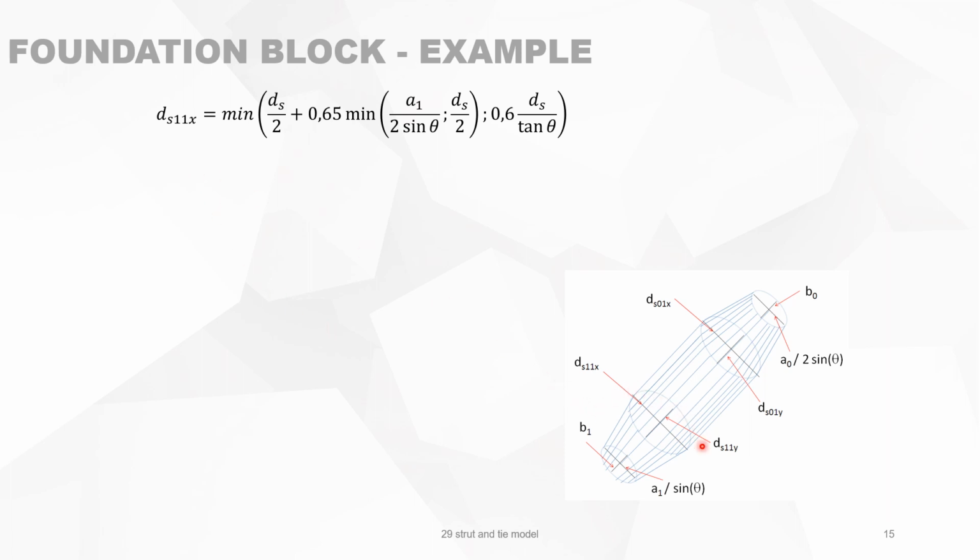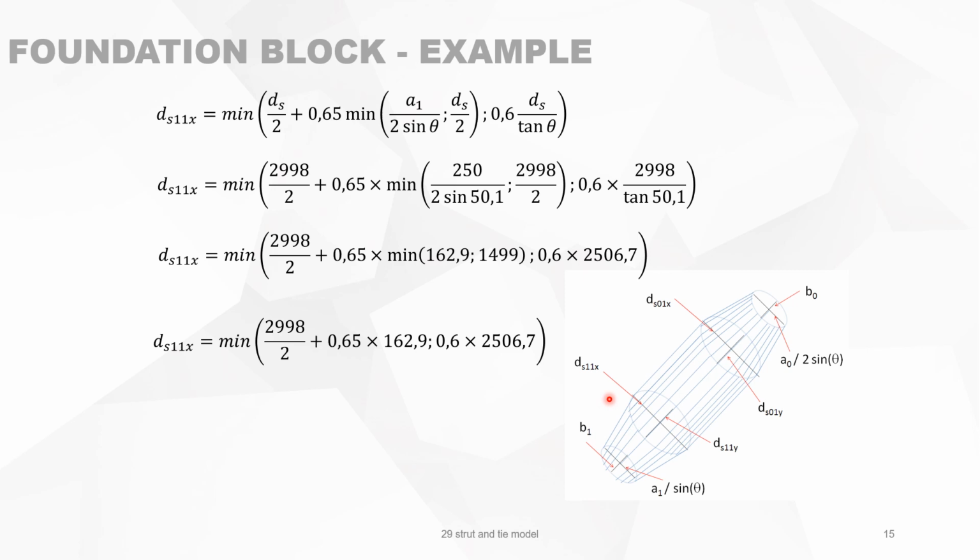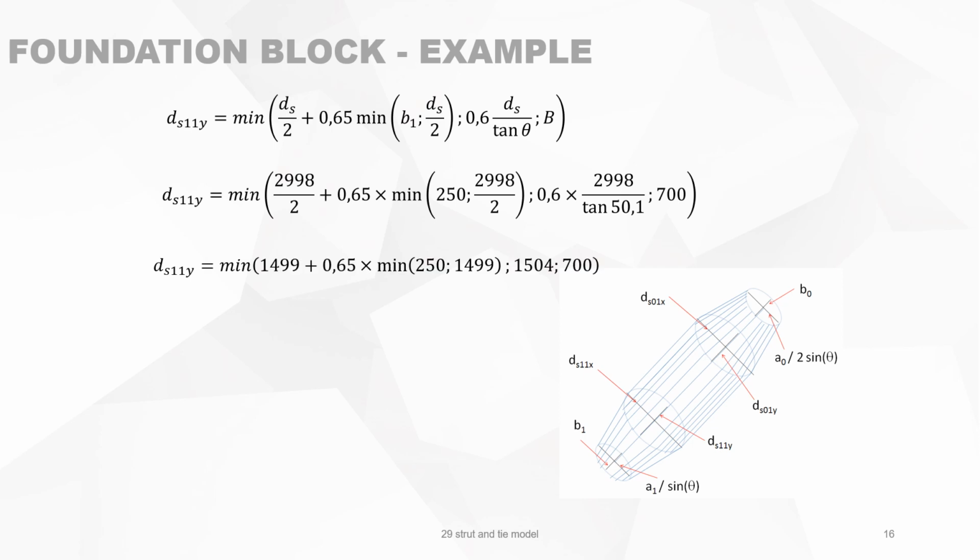We do the same for the bottom part of the strut. When the pile section is much different from the section on top of the concrete block, then you can have a large difference between DSO1x and DS11x. Therefore, we will recalculate for the bottom, and we have 1504 millimeters. And in the other direction, we will have the same. It is limited by the fanning out of the concrete strut, and it's 700 millimeters.